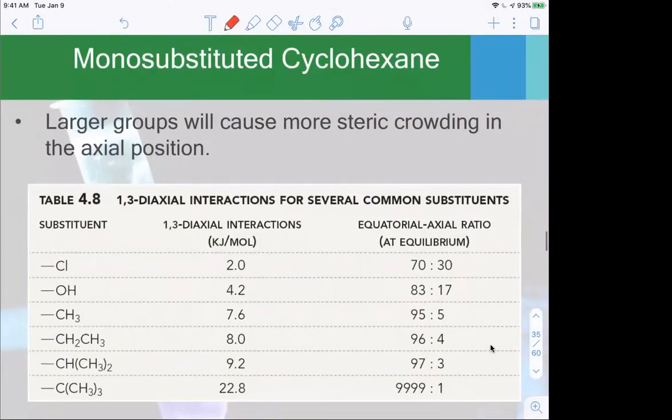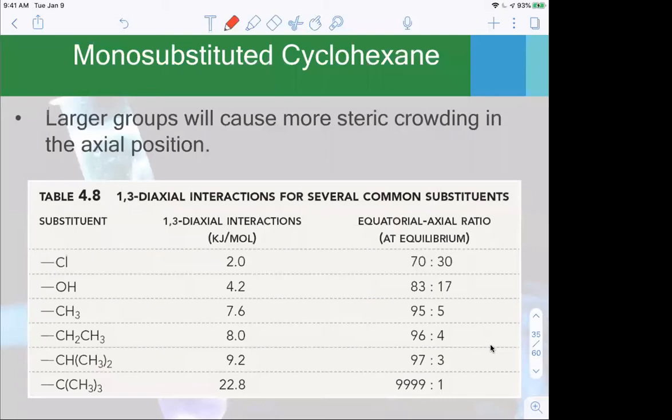Larger groups cause more steric crowding. The larger the group, the worse it can get. So notice tert-butyl groups in those positions. I have basically 9,991 molecules to 1, because that tert-butyl group has 3 methyl groups on the carbon sticking up. Now talk about a 1,3-diaxial interaction. This is huge. This is isopropyl. This is that tert-butyl. This is just an ethyl. But again, unless it's really small, I have a significant preponderance of the equatorial conformation being populated versus the axial.